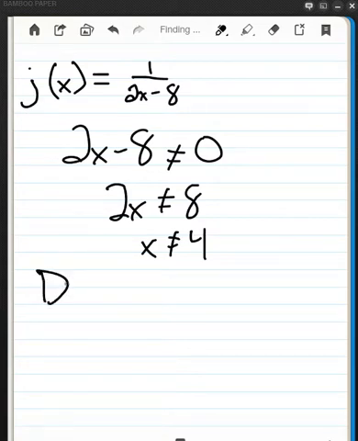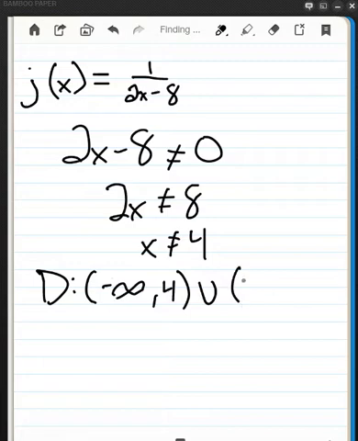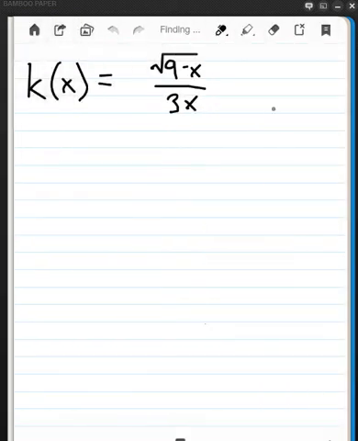So to write this in interval notation, it can be anything from negative infinity up to 4, not including 4, and then everything from 4 up to positive infinity. Notice I drew a little union sign here. It's every value in this interval and every value in this interval. There we have it. So what happens if we start combining things like square roots and rational functions?